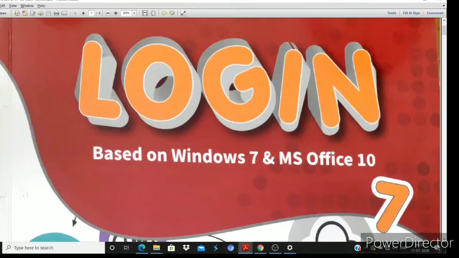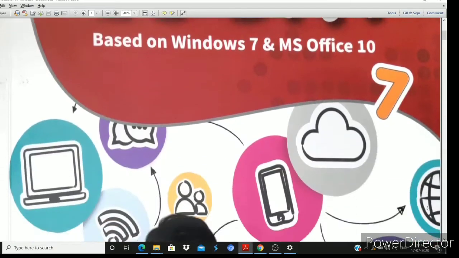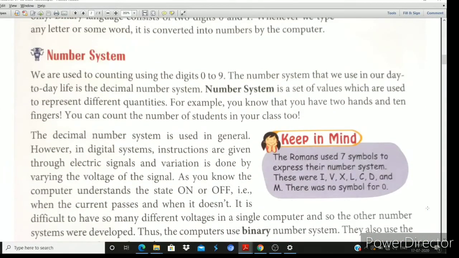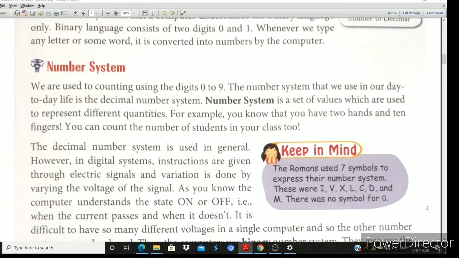Good morning, students. So, here I am back again with the remaining part of your first chapter, which was the number system. In the first chapter, you learned about the number system and what number system is used by computer or computer language.